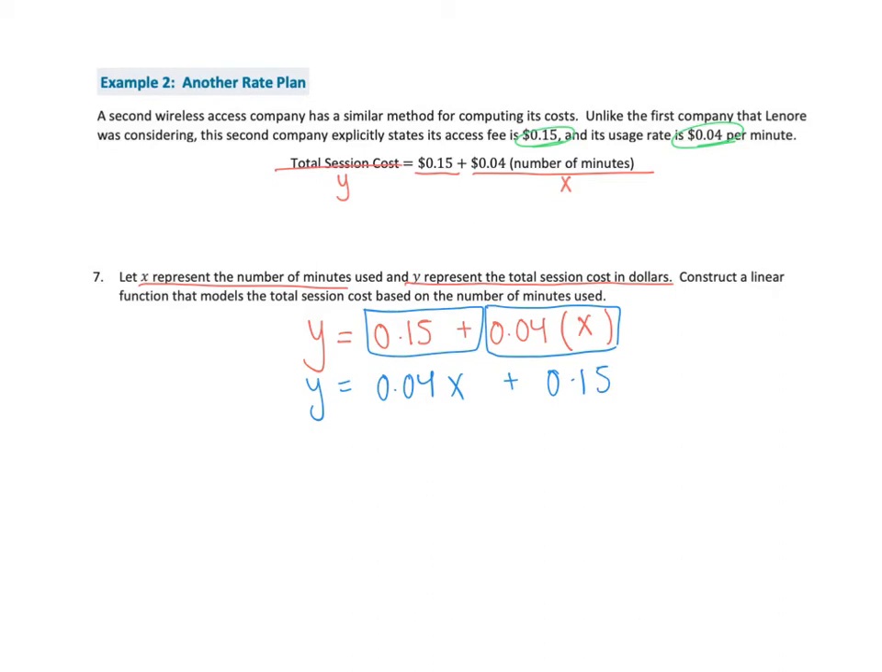Okay? So again, what this means here is that this is the constant rate, this is the m. So this is the constant rate, this is what she pays every minute. She pays 4 cents each minute. And this is our b, this is our y-intercept, this is where we're starting. Just to log in, she pays 15 cents.